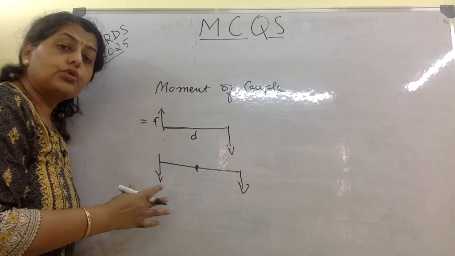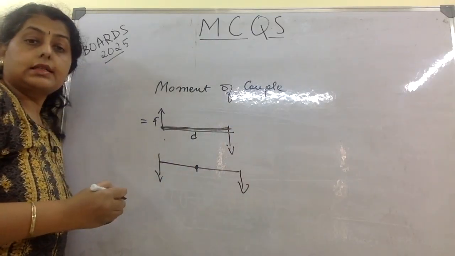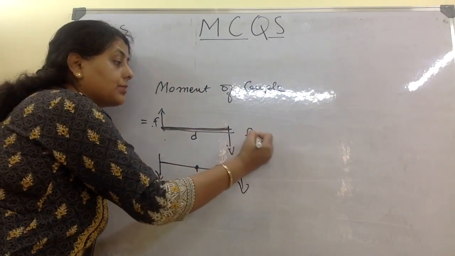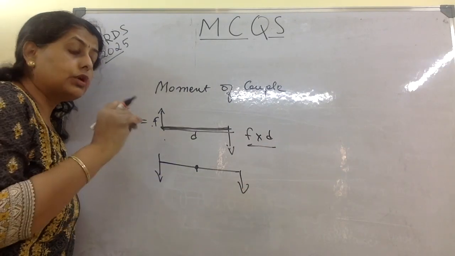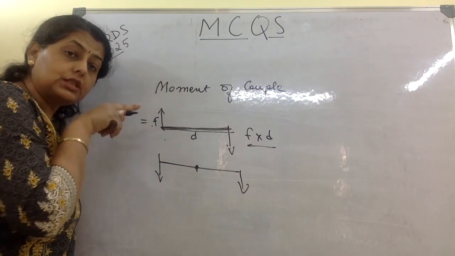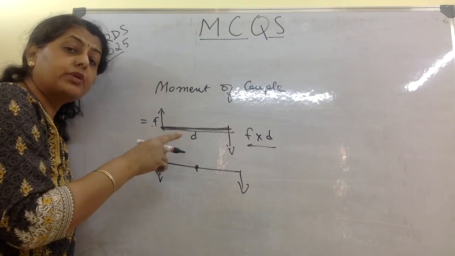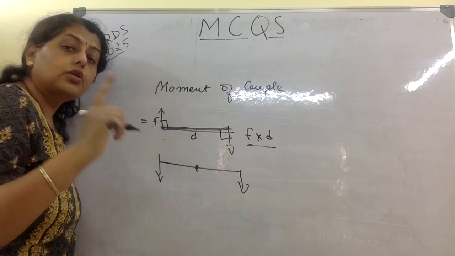So a couple is a totally different thing where this full distance is asked along with the force, so the moment becomes F into D. Be very careful, these are not the same things, so they can trick you with this. This was just a reminder that moment of a couple takes the full perpendicular distance between the two forces.